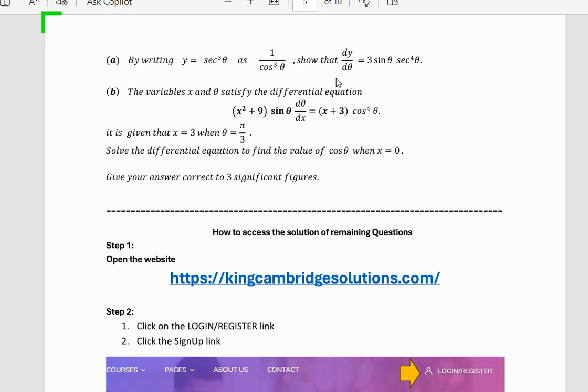For part B, the variables x and theta satisfy the differential equation (x squared plus 9) sin theta d theta over dx equals x plus 3 cos 4 theta. It is given that x equals 3 when theta equals pi by 4. Solve the differential equation to find the value of cos theta when x equals 0. Give your answer correct to 3 significant figures.